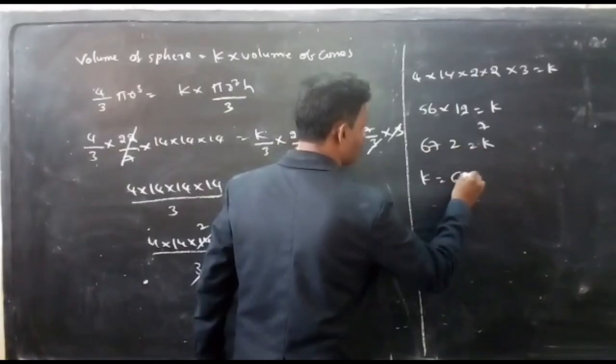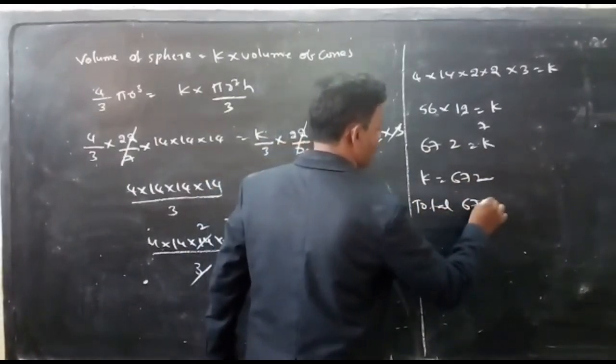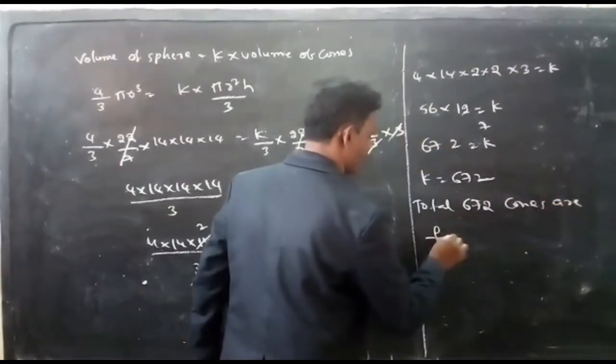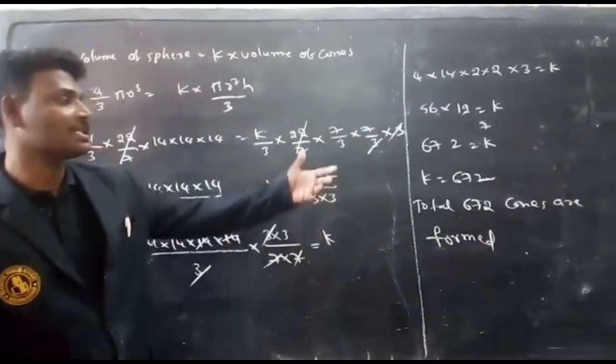So K is equal to 672. Total 672 cones are formed from that sphere.